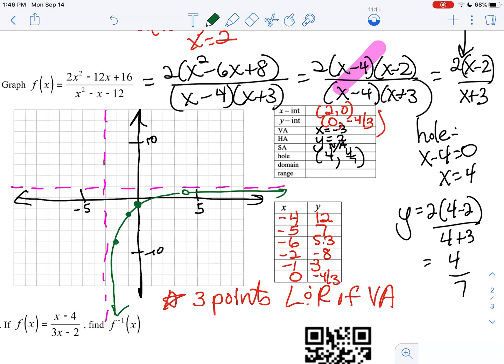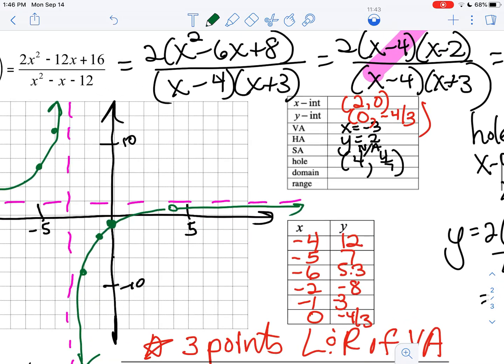And make sure your hole in the graph looks like a hole. Don't draw the line through it, because then that'll look like it's connected. Then I have -4, 12. -5, 7, so 2, 4, 6, and halfway between 6 and 8. That was -5, 7, -6, 5.3, so 2, 4, there we go. And then what should happen is your graph should hug the asymptotes.